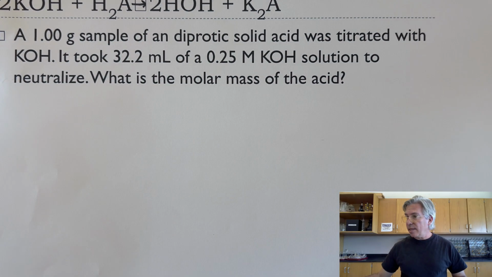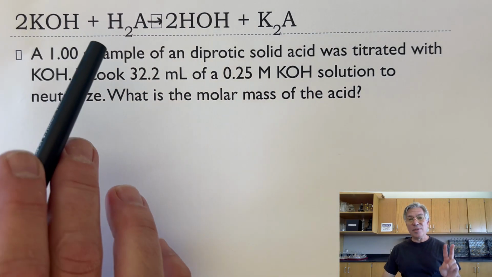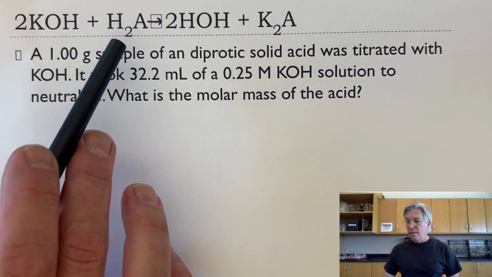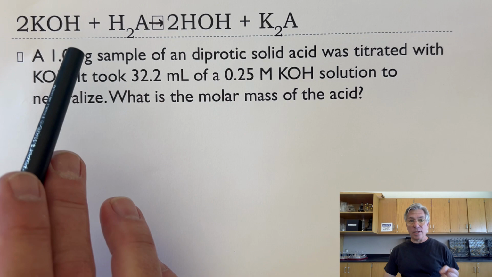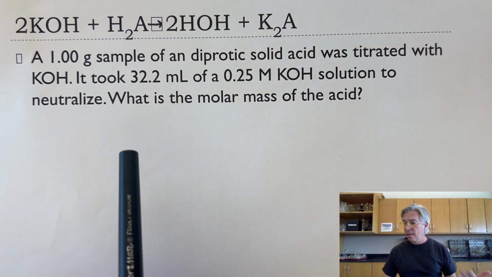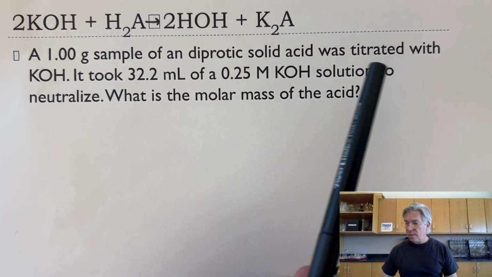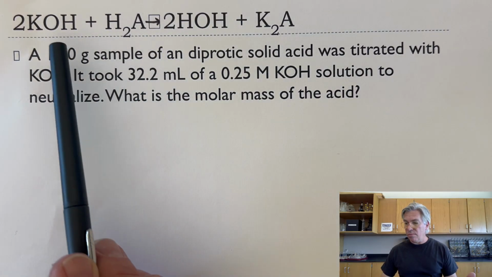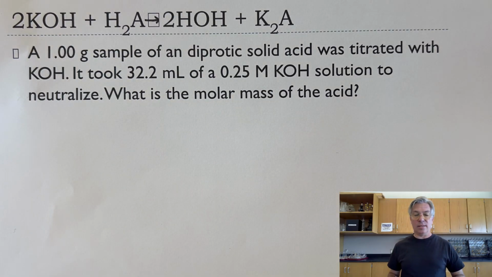Let's do one more just like this, similar, before we get into the AP style type questions. So here's KOH reacting with a diprotic acid. That's 2 hydrogens, so it's a 2-to-1 ratio. And so we've got to make sure to take advantage of that along the way. A 1 gram sample of a diprotic solid acid was titrated with KOH. It took 32.2 mL of 0.25 M KOH to neutralize. What is the molar mass of the acid?